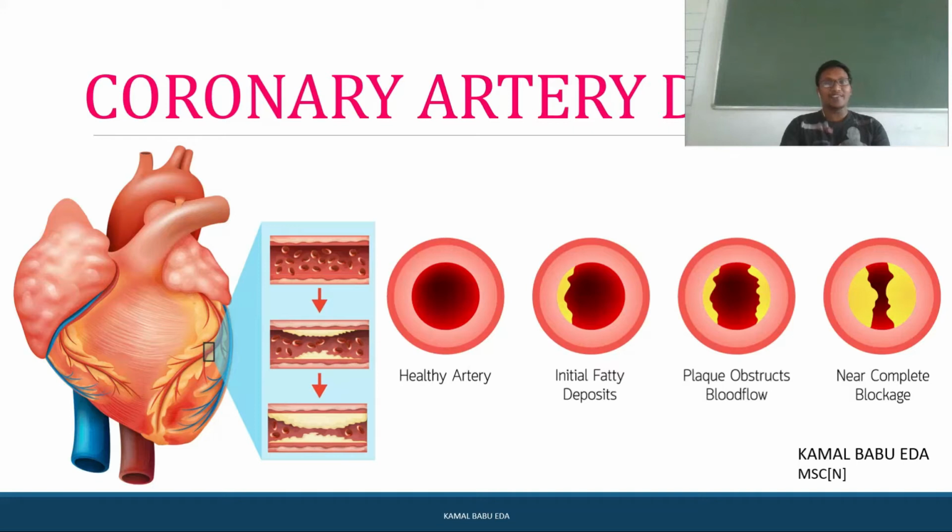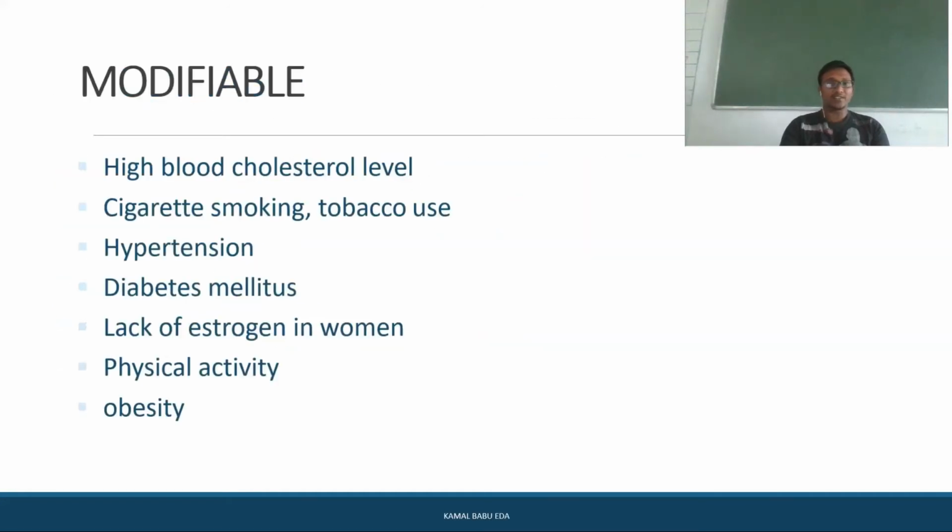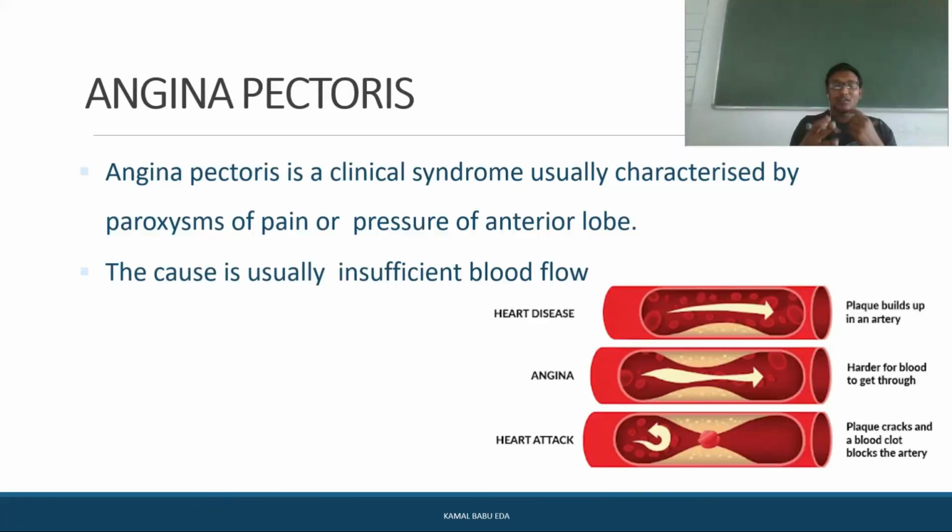We were discussing coronary artery diseases. In my previous class, I discussed coronary atherosclerosis and acute coronary syndrome, and now we'll discuss angina pectoris. Angina pectoris is a clinical syndrome mainly characterized by pain or pressure in the anterior chest. This mainly occurs due to insufficient blood supply.